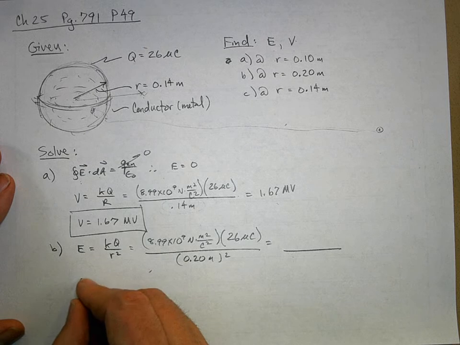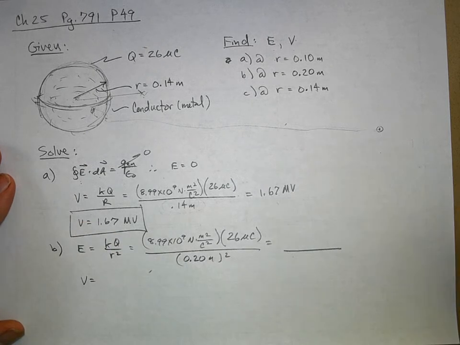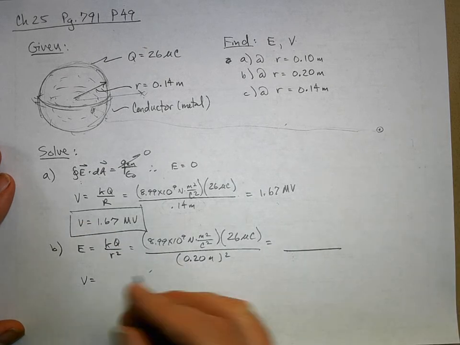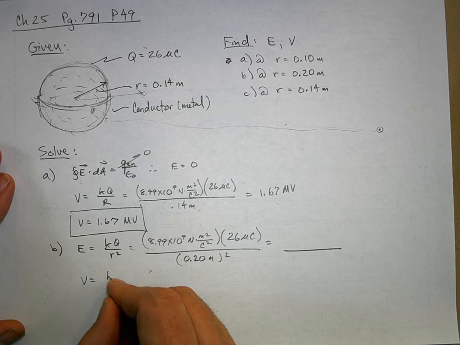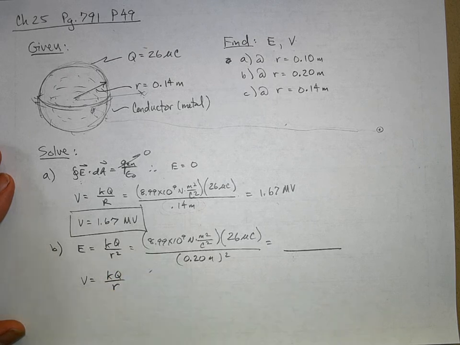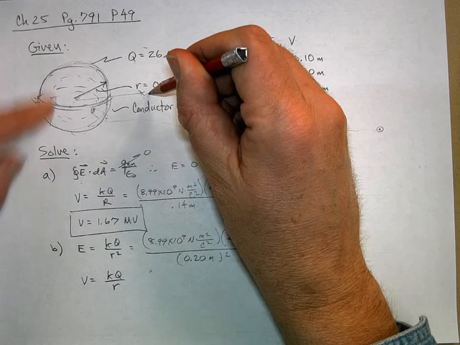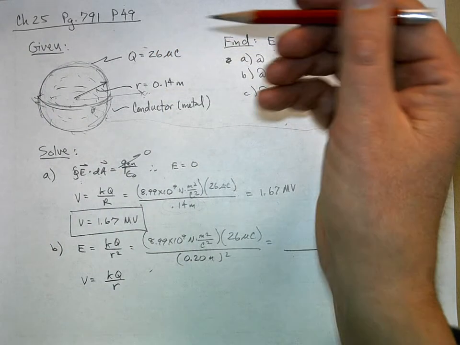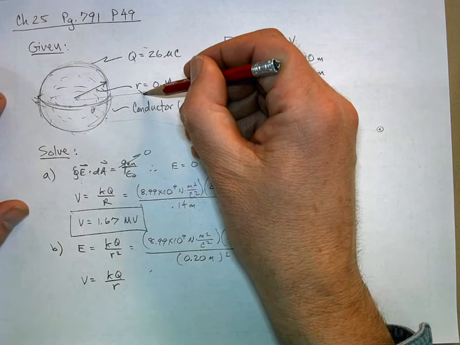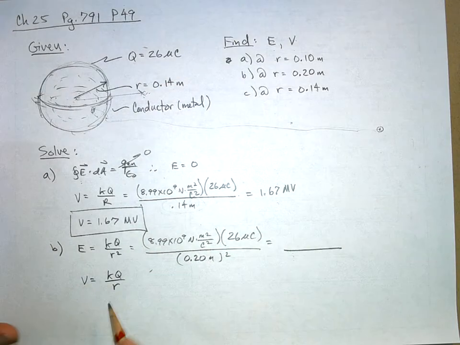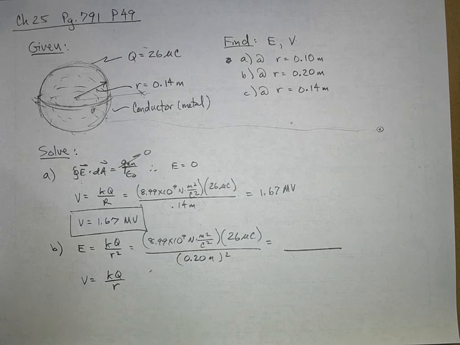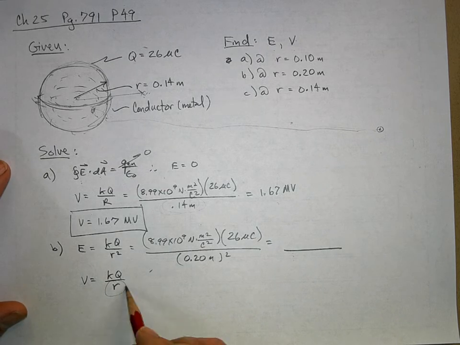Now the voltage, since we're outside, is just KQ over R. It looks just like a point charge. When you're outside here, the electric field behaves like a point charge, and so the voltage behaves like there's a point charge there, and you just plug the values in. Again, R here is the 0.2. You're just not squaring it.